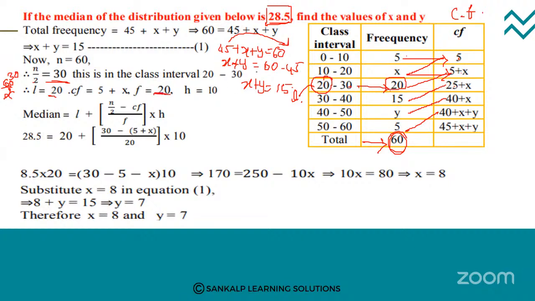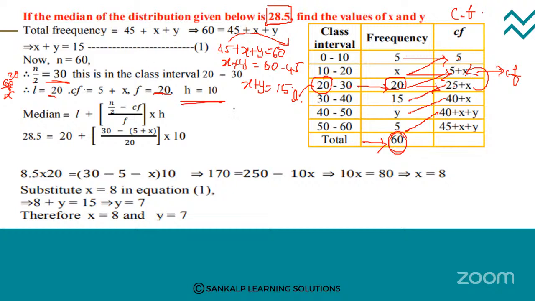Next, what is CF? CF value is the preceding of the median class frequency. This is the frequency of the median class, and the preceding of that frequency is 5 plus X. So this is the value of CF. This is F, this is L, but this is CF, the preceding value. H is class size. So class size is upper limit minus lower limit: 20 minus 10 is 10, 30 minus 20 is 10, and 40 minus 30 is also 10. So H value is 10 here.